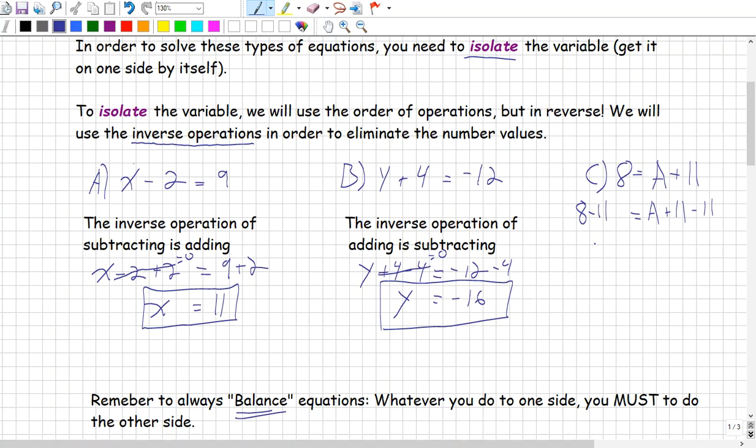So 8 minus 11, of course, is negative 3. This plus 11 minus 11 equals 0. You do not have to write this every time, I'm just showing you. And that's equal to a, which is my variable, and I'm done. So in these three cases, we had just simple one-step equations, adding and subtracting, and doing the inverse operation in order to isolate the variable, to solve for the variable.